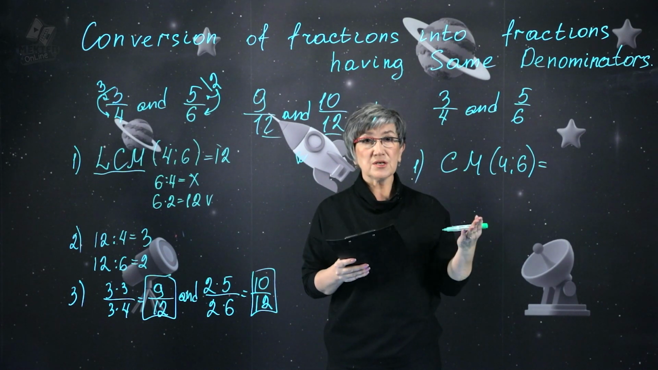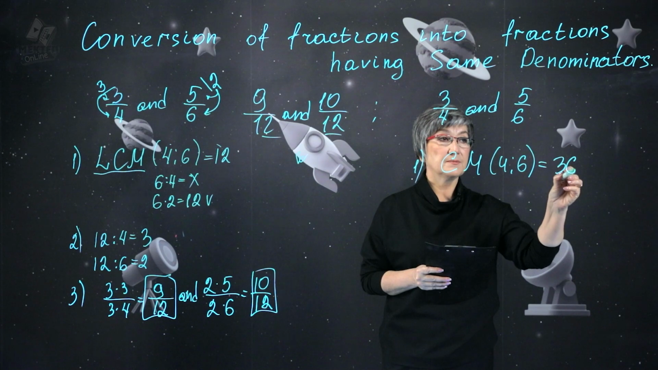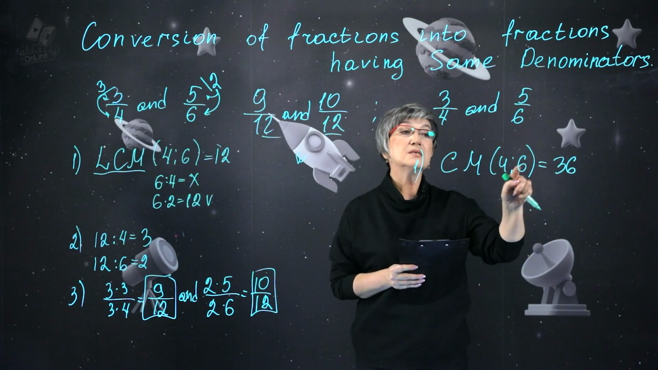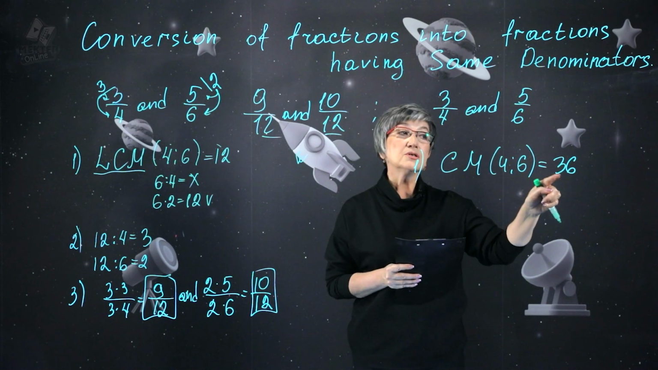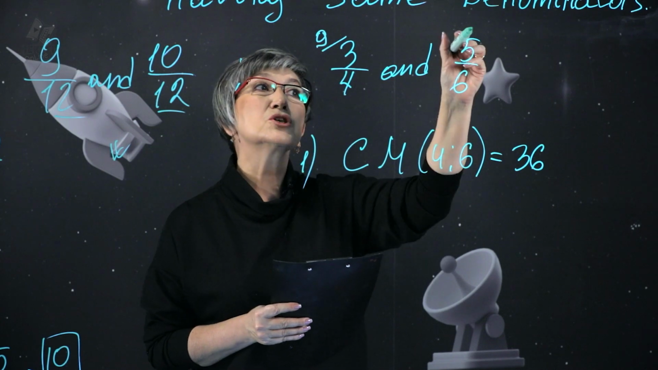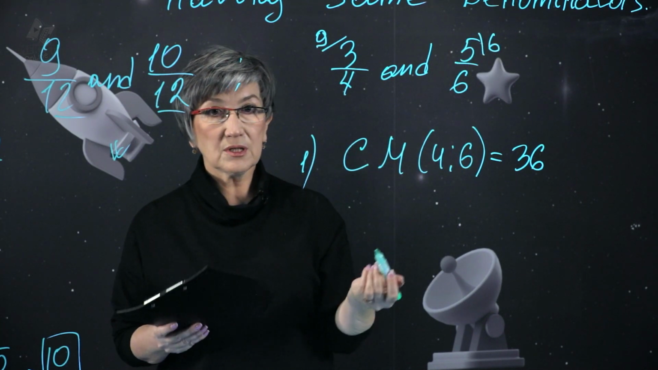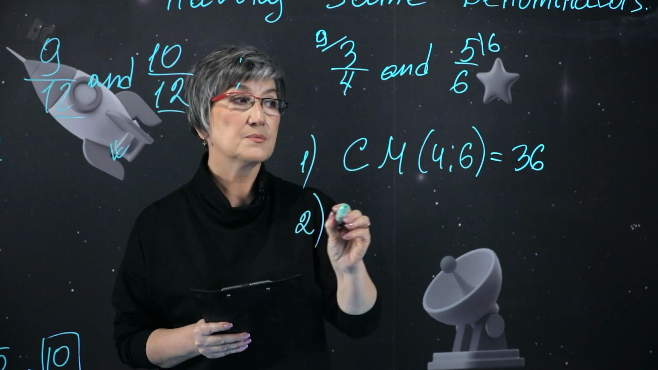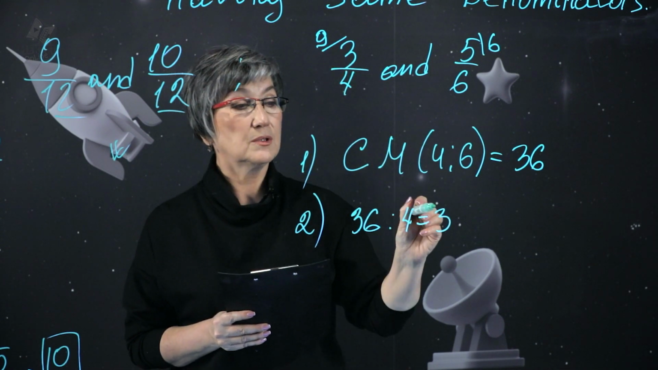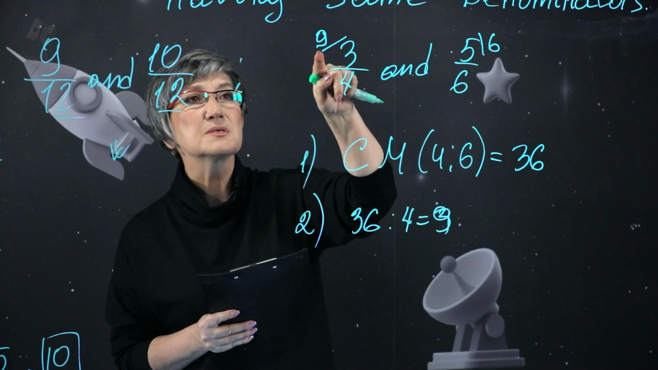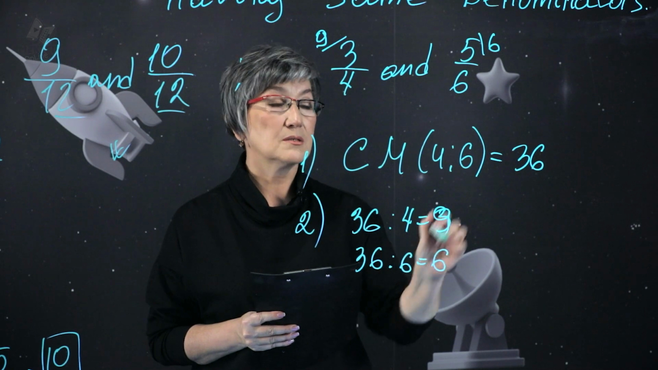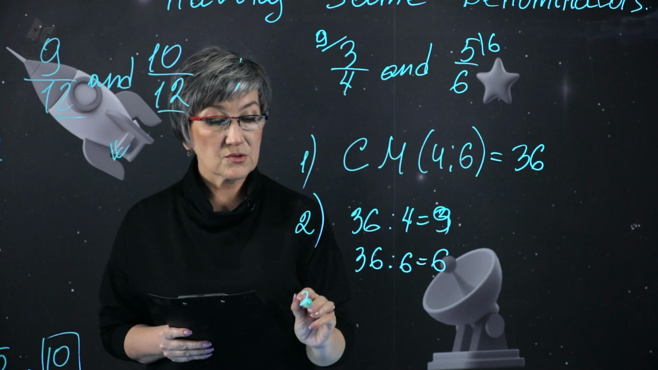Let's consider the number 36. Is 36 divisible by 4 without a remainder? Yes. Does 36 divide by 6? Yes. Divide 36 by 4, that is 9. 36 divided by 6 is 6. So I jotted down these numbers, and now I get the fractions.